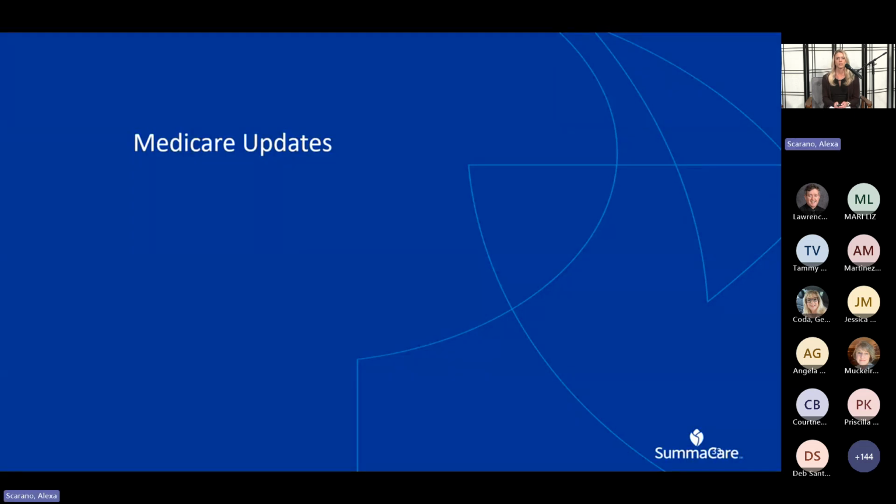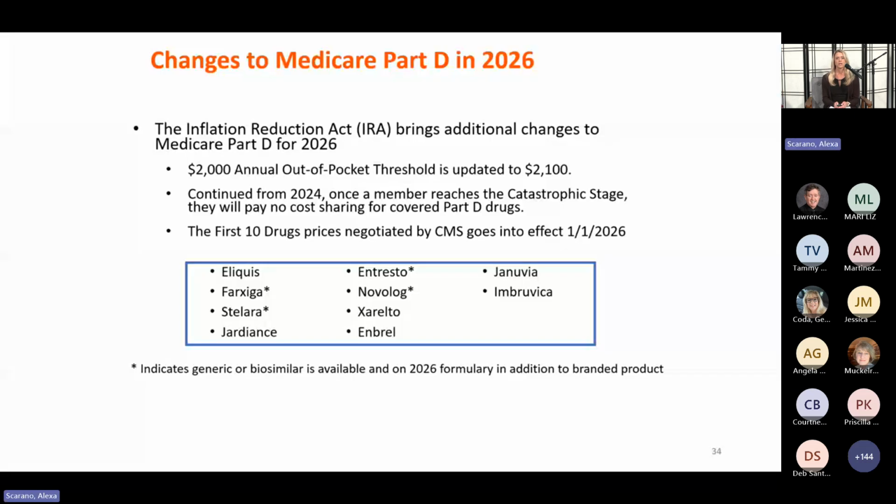So jumping right into the Medicare updates. First one to highlight is what's changing in 26 from the Inflation Reduction Act. The $2,000 annual out-of-pocket threshold will update to $2,100. Continuing from 2024, once a member hits that catastrophic phase of the $2,100, they will pay no additional cost for their Part D drugs. The first 10 drugs have been negotiated by CMS, and that goes into effect 1/1/2026.